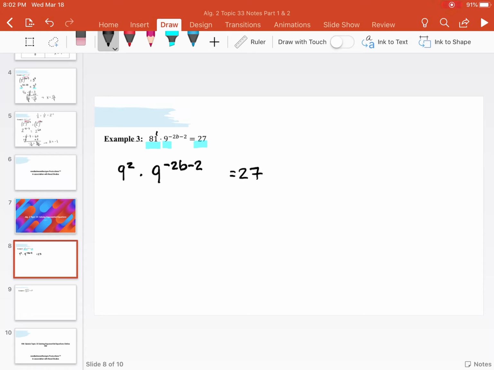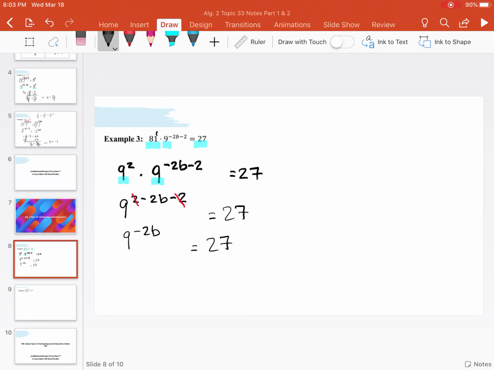So here, since we have the same base of 9, in order to simplify this, we can add our exponents. So we get 9 to the 2 minus 2b minus 2 equals 27. So here our 2 and our negative 2 will cancel. So we'll end up with 9 to the negative 2b equals 27. So now we can pull in our 27.